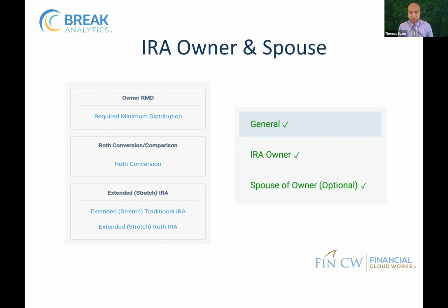So if you go into required minimum distribution and you select the IRA owner, put their name in there, and you put the spouse's name in there, guess what? That information is going to show up in the Roth conversion. That information is also going to show up in the stretch traditional IRA and the stretch Roth IRA. So the idea again is once you enter it there, you don't even have to worry about it. You can just simply go to the next module and then fill out the other remaining information that's necessary.